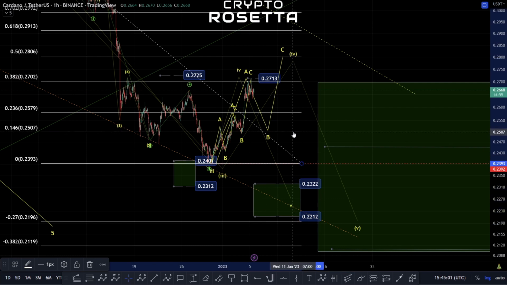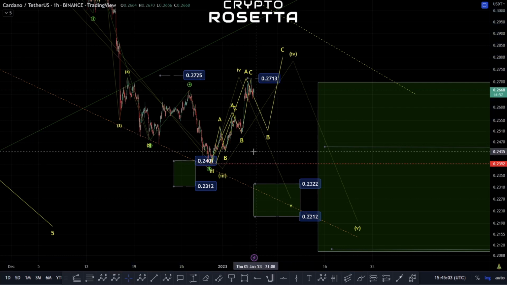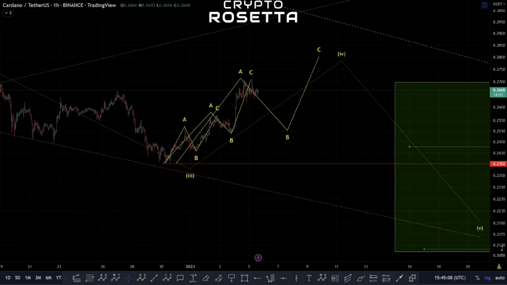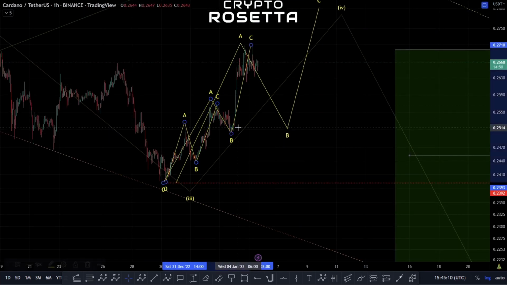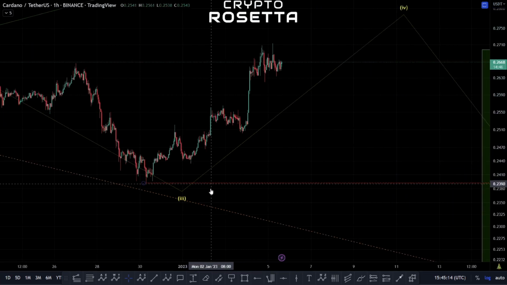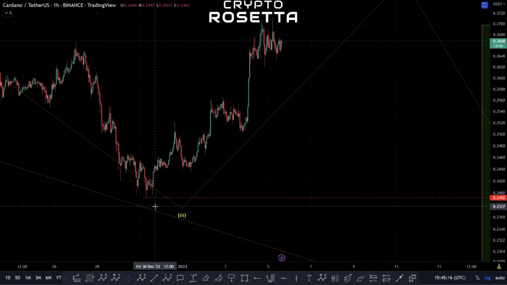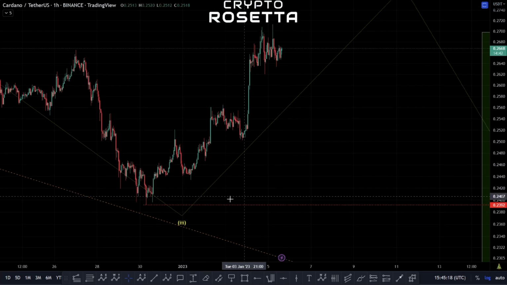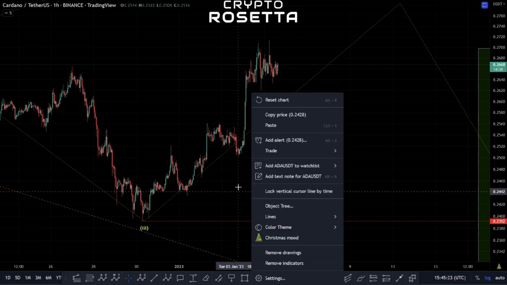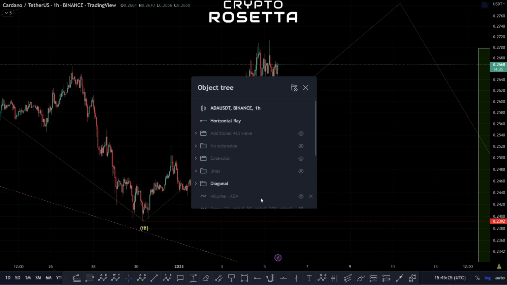So if we're going to talk about the other option where we are completed here in the third wave, I'm just going to turn this off for a second so it's not as messy. And I'm going to remove all these drawings off of here. So we need to talk about this move to the upside that we currently have. Like I said, at the moment we could still count it as a corrective move, though there is a way of counting this that could look at it as an impulsive structure, and we're going to have a look at that.